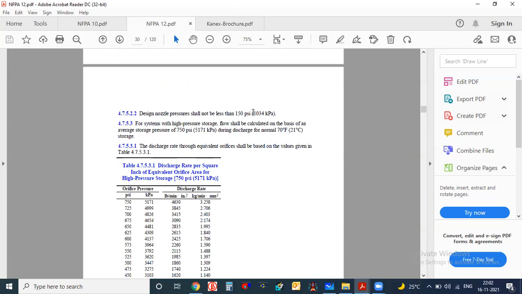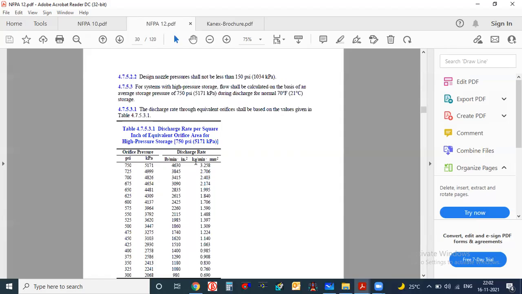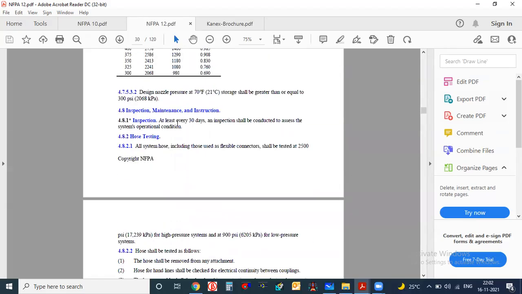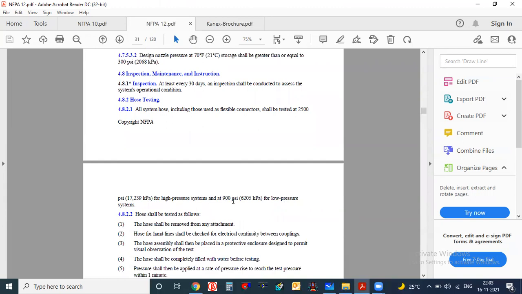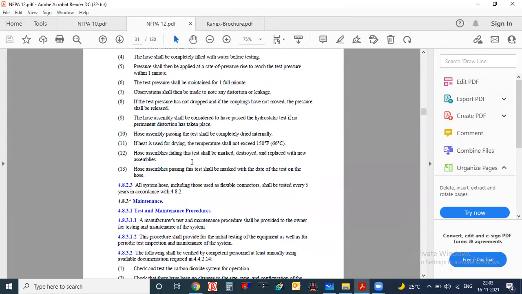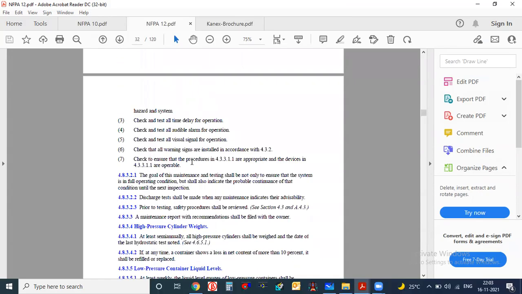And the good thing here is they have given certain pressure ranges, like what will be the nozzle pressure for high storage, what will be the average storage pressure. These things are very important, or for knowledge purposes they are useful for us. Otherwise, they have also given the inspection: every 30 days you have to inspect, and they have given the hose testing. The maximum pressure they have given is 2500 psi for high pressure system, and maximum pressure is 900 psi for low pressure. This is the test pressure. So these points you can take for your knowledge purposes.